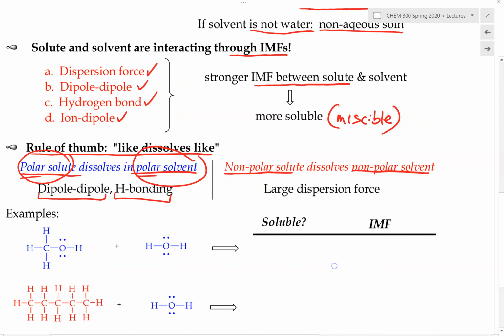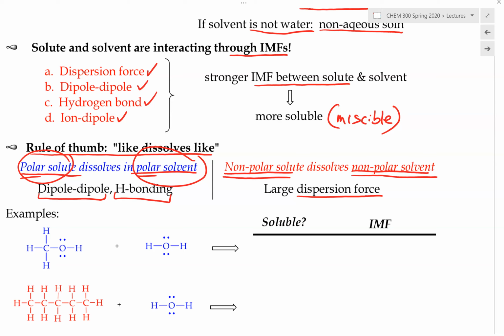Similarly, a non-polar solute would dissolve well in a non-polar solvent. The reason is that two things that are non-polar will be able to interact together very strongly through the dispersion force. And so that's the reason why a non-polar solute dissolves in a non-polar solvent.